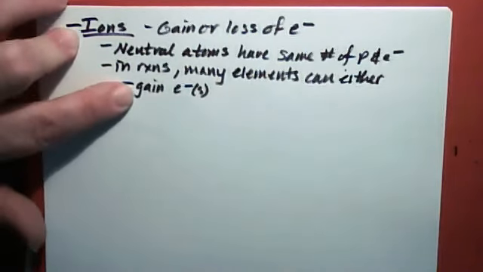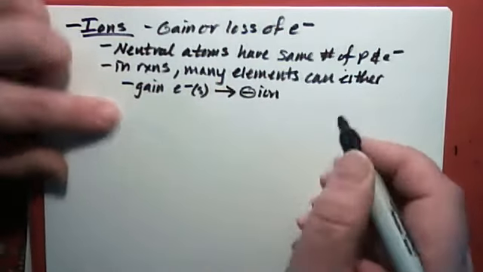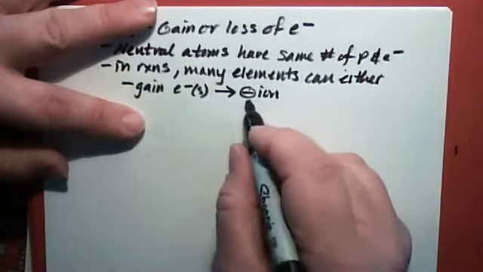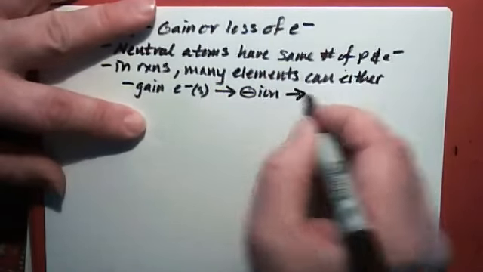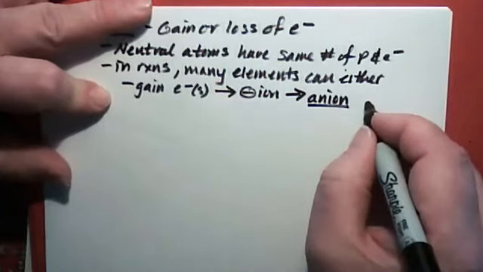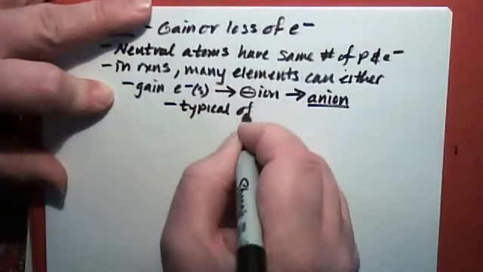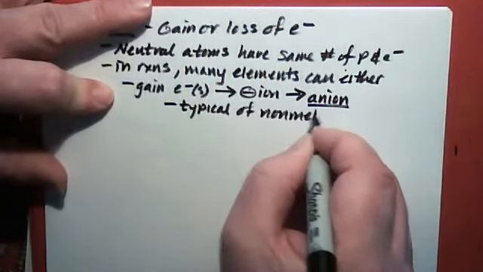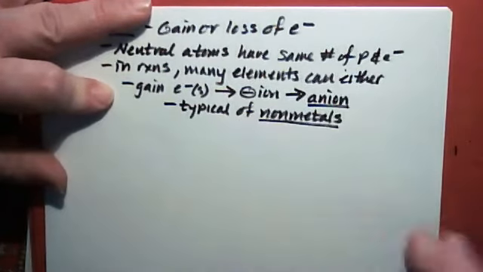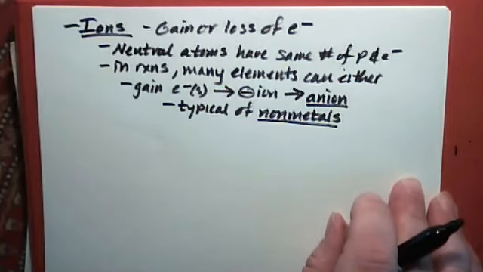So it's possible that some elements might gain electrons, and what happens in that case is that the atom will become what's known as a negative ion, because now it has a negative charge. These are also known as anions. And this kind of behavior is typical of the nonmetal elements. Nonmetal elements are the ones in the upper right-hand corner of the periodic table above the sort of zigzag stair-step thing that goes down the right-hand side.